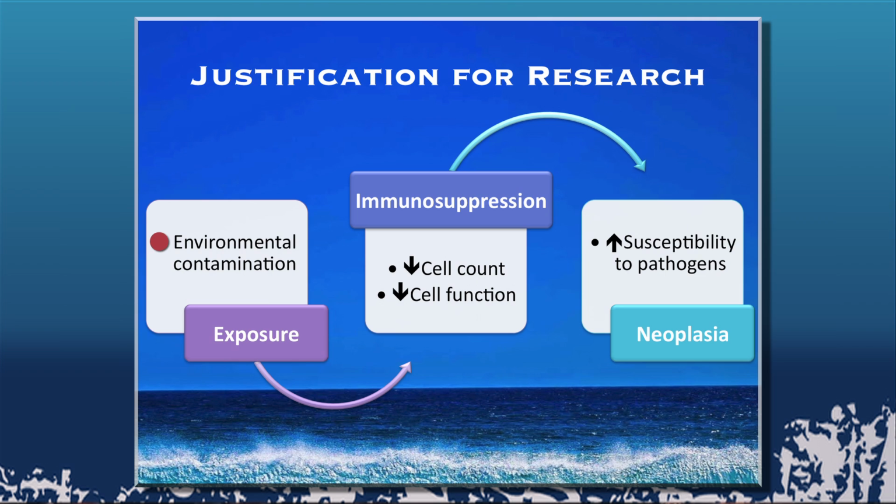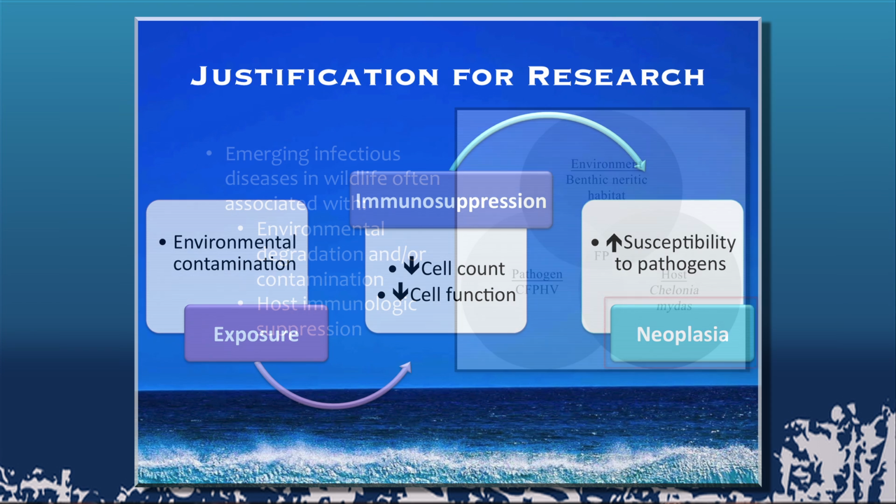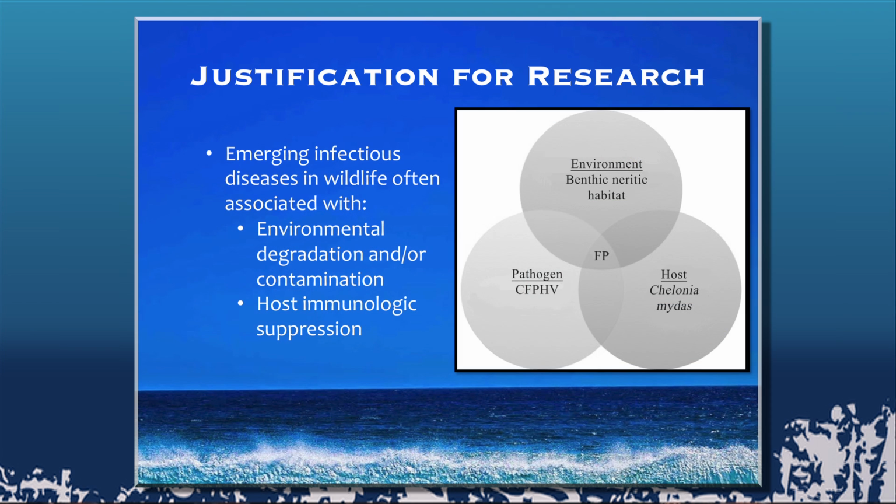Again, you have environmental contamination or degradation, including exposure to this type of environment. Then the host is immunosuppressed, probably related to the environment. So they have decreased cell counts, decreased cell function, and then they have an increased susceptibility to pathogens that normally wouldn't affect them in that way. And in some cases, you get neoplasia, which is cancer. So that's what we're seeing with this disease. And you can see that, again, it fits in really nicely with this paradigm. So we have the host, which is immunosuppressed, probably due to a degraded environment. And then we have a pathogen, which historically didn't cause disease, and now it does.